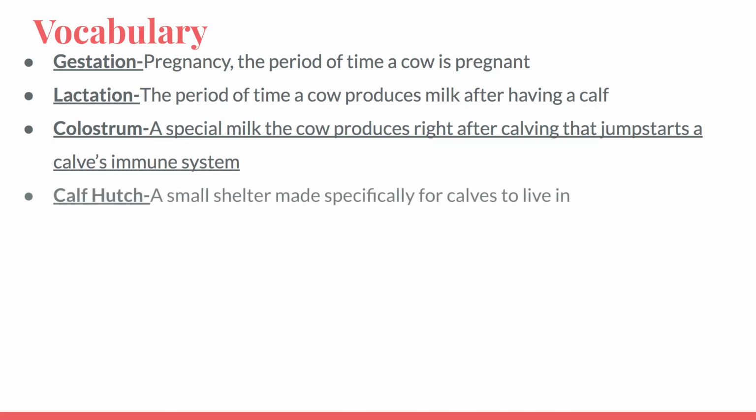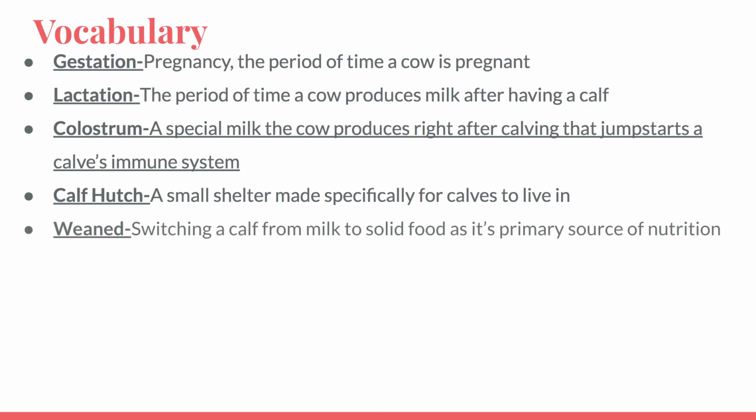Calf hutch, a small shelter made specifically for calves to live in. Weaned. Weaning is another word for switching a calf from milk to solid food as its primary source of nutrition. You could say, yeah, we need to wean that calf. She's old enough, or something like that.